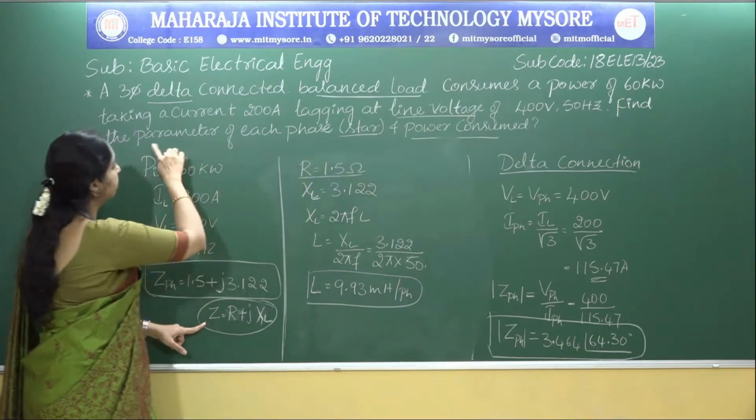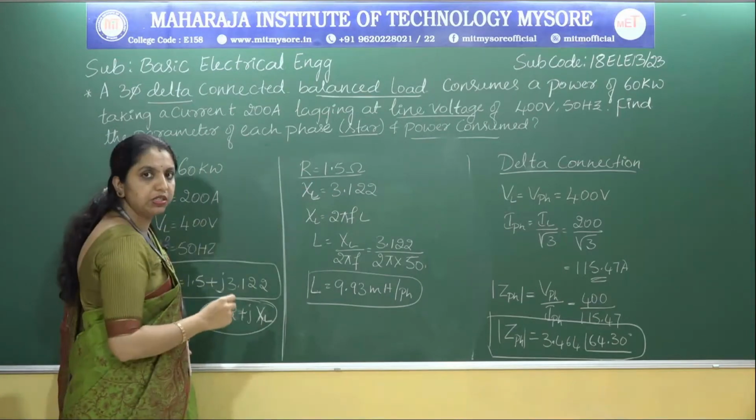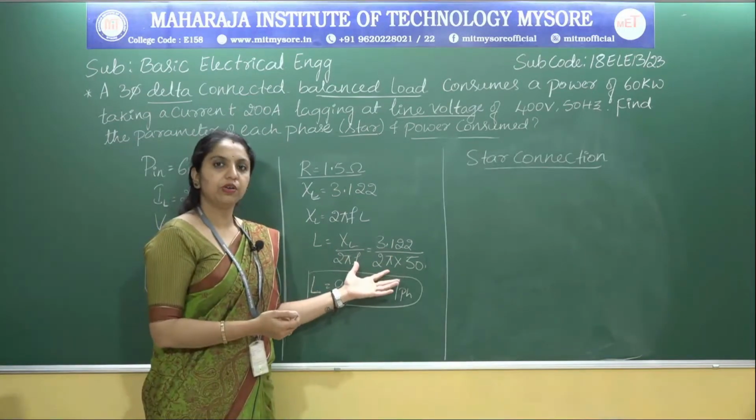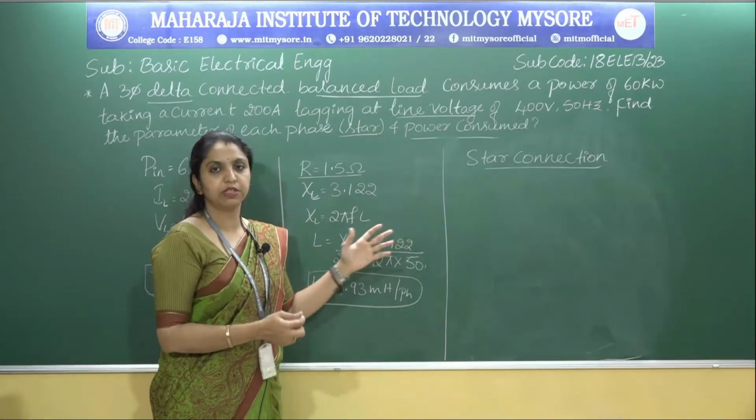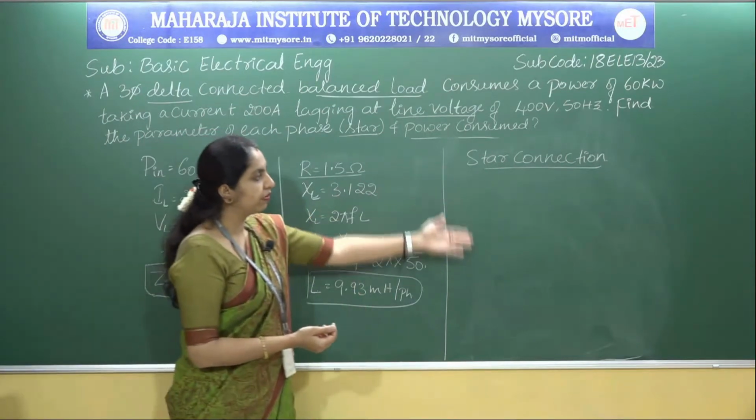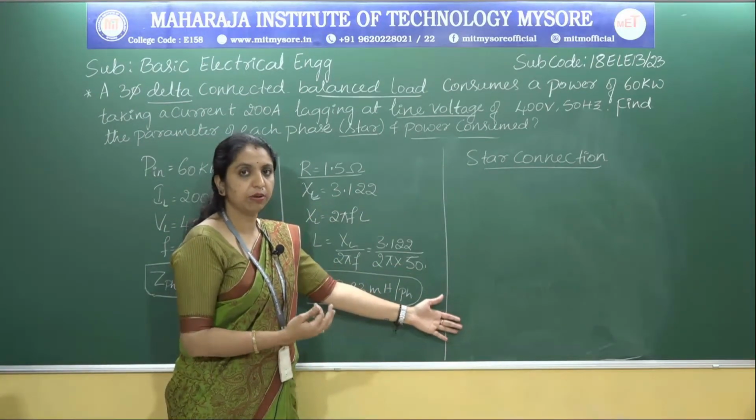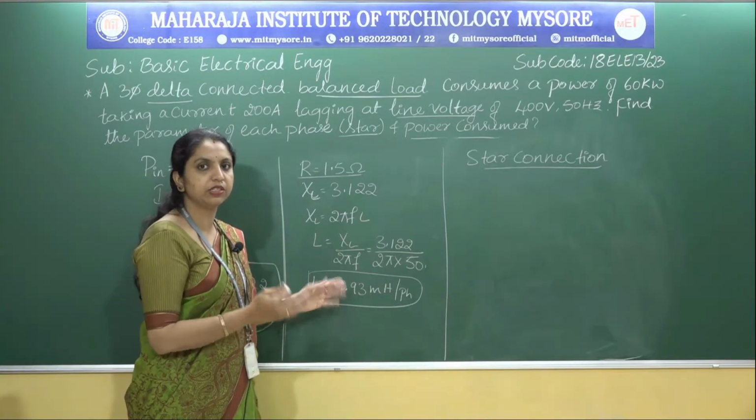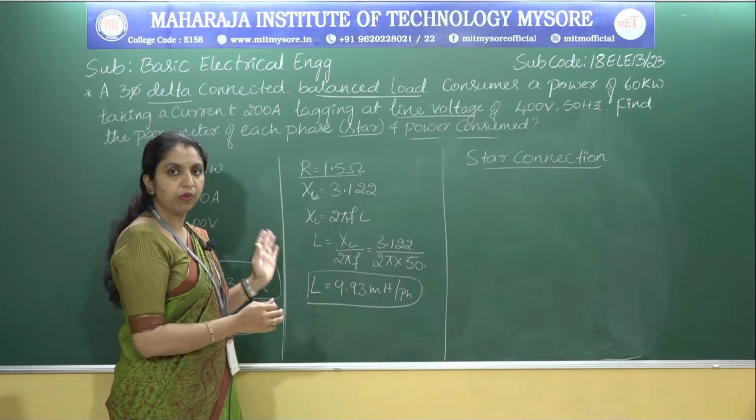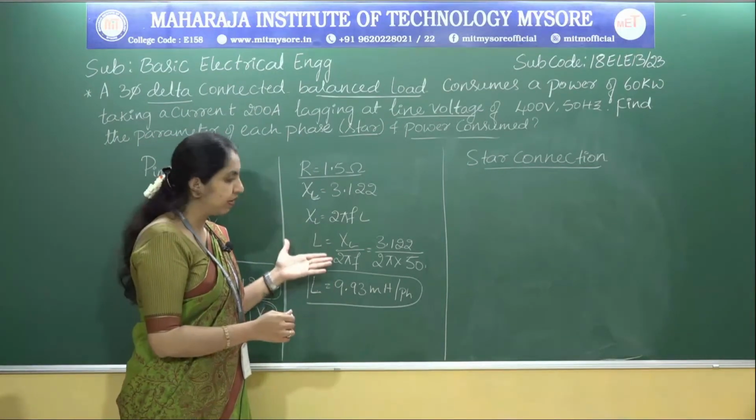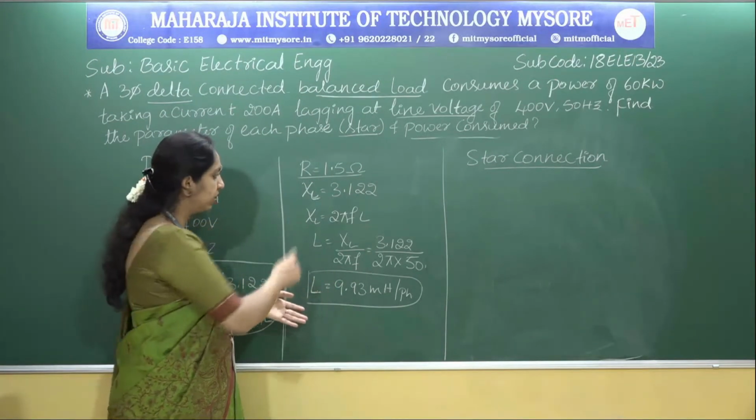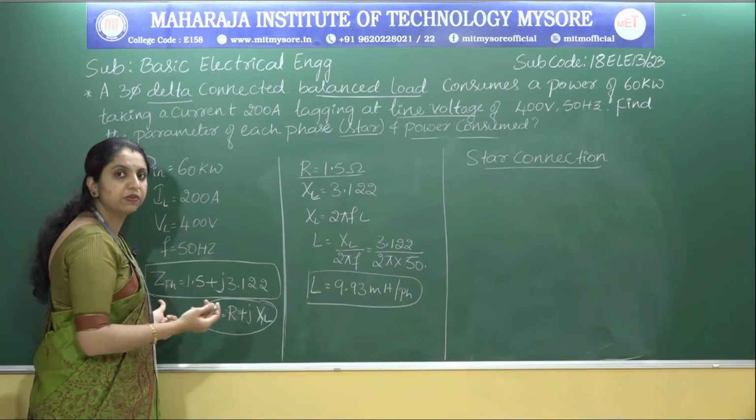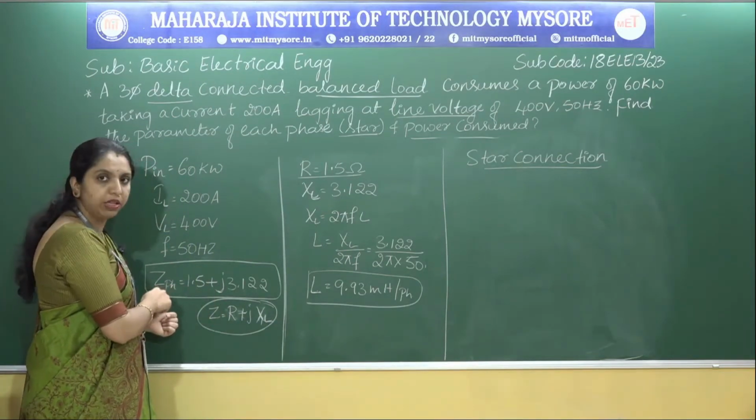The question is to find the parameters of each phase when the load is star connected, and what will be the power consumed. So now we need to find out the parameters of each phase in star connection, that means when the load is connected in star. Before we do that, remember that till now we have just calculated the parameters of each phase in delta. Even though the values are provided, we have calculated the parameters of each phase, isn't it? See here, we have calculated ZPH. This is irrespective of star and delta connection; this load remains the same.